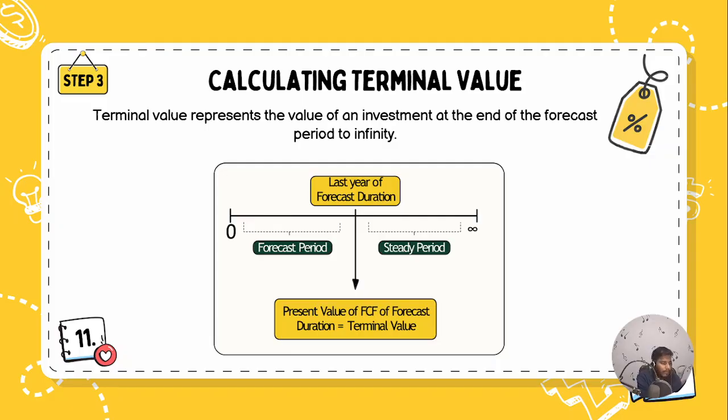Now see, whenever we are investing, suppose we are investing for 5 years. Suppose we are even investing for more than 5 years, but our forecasting is done for limited years. Suppose 5 years only. So my investment is also for 5 years, and my forecasting is also for 5 years.